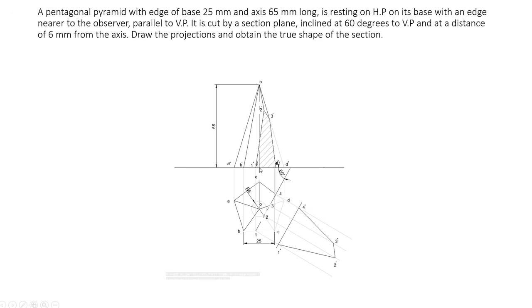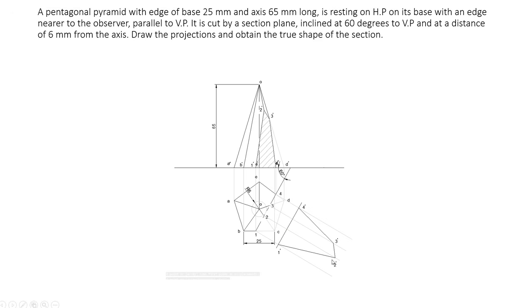Now 1 is on the baseline, so mark 1 here. The distance from here to 2 dash, you mark that distance corresponding to 2. Distance from axis to 3 dash, this shortest distance, you mark from here to here for 3. The point 4 is on the baseline, so mark 4 dash here. So these are the points 1 dash, 2 dash, 3 dash and 4 dash.